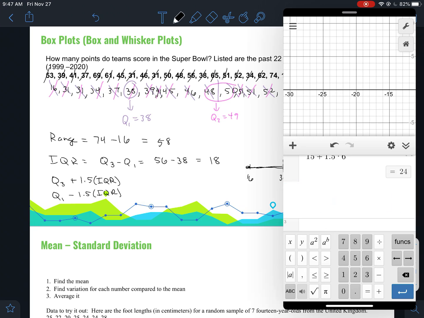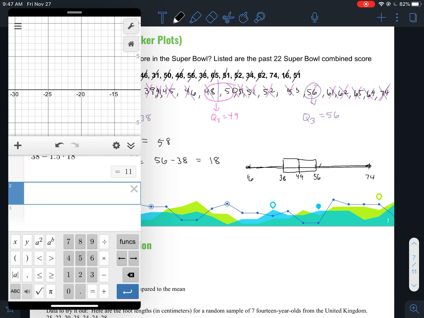So are any of my numbers outliers? Well, do Q1. So 38 minus 1.5 times the IQR is 18. So 11 would be an outlier, but the smallest score was 16. So there's no small outliers.